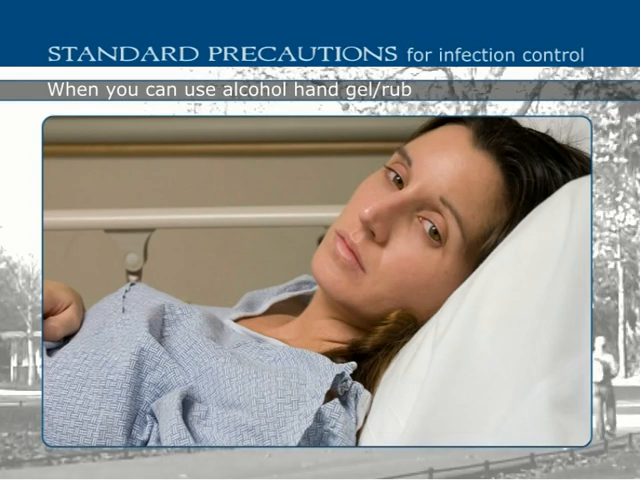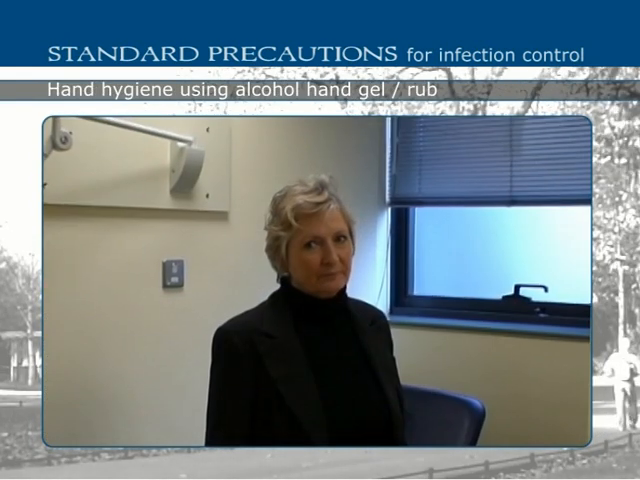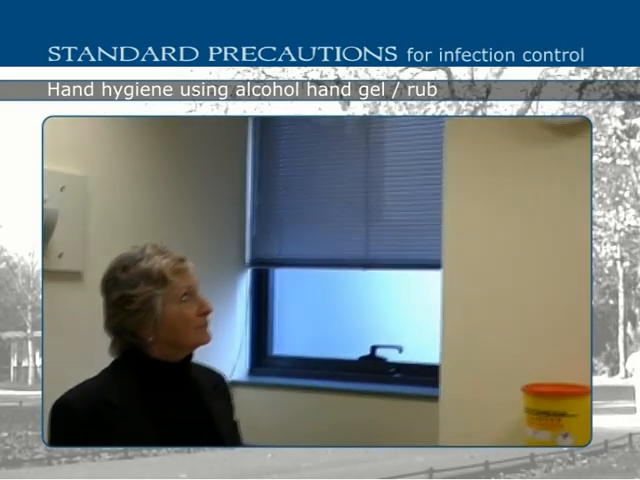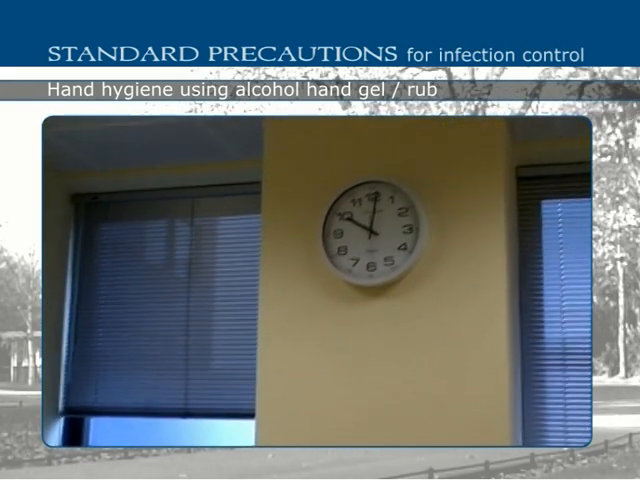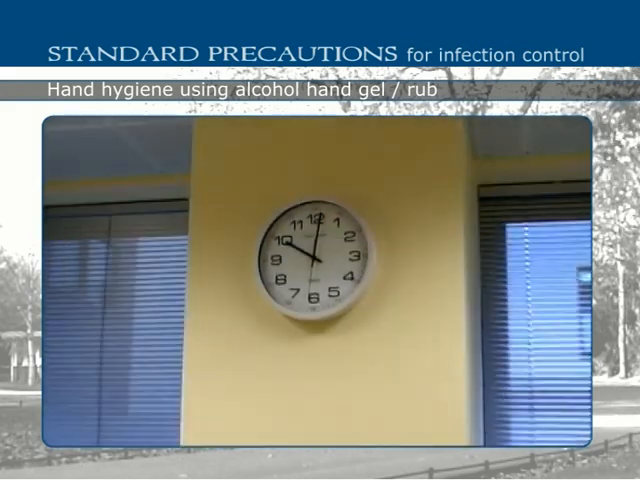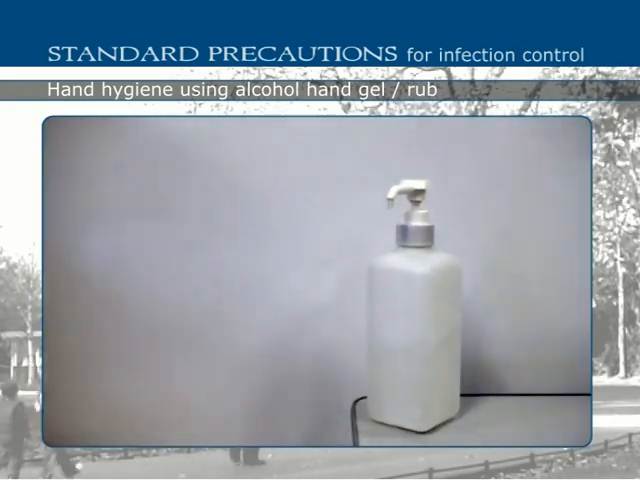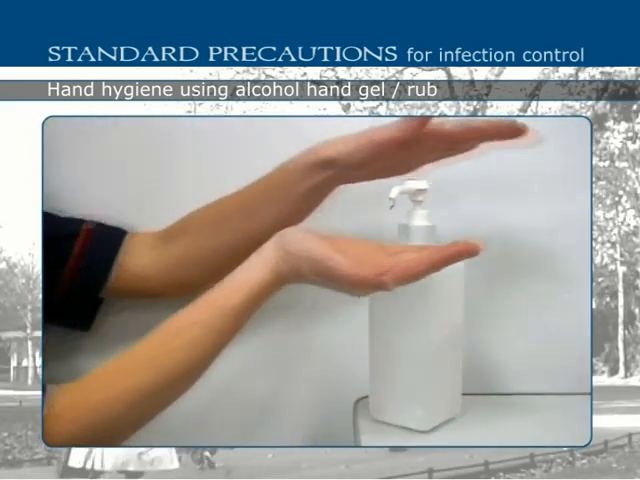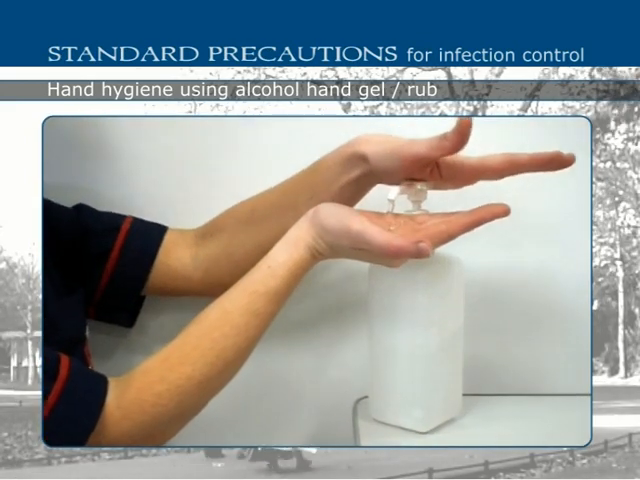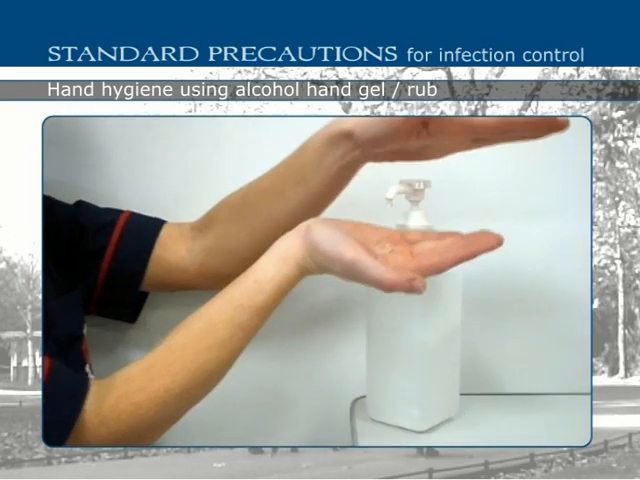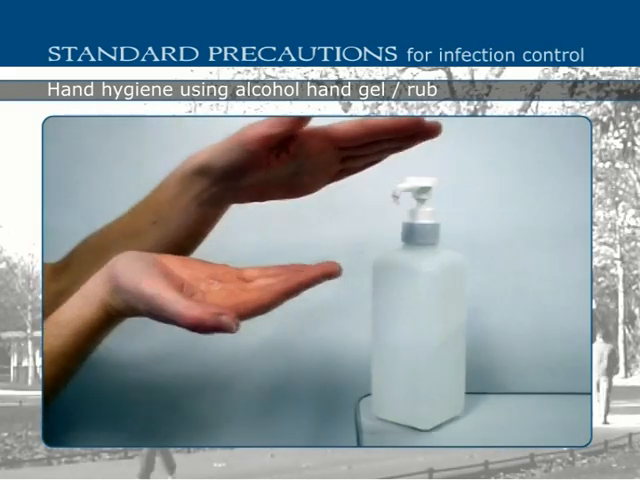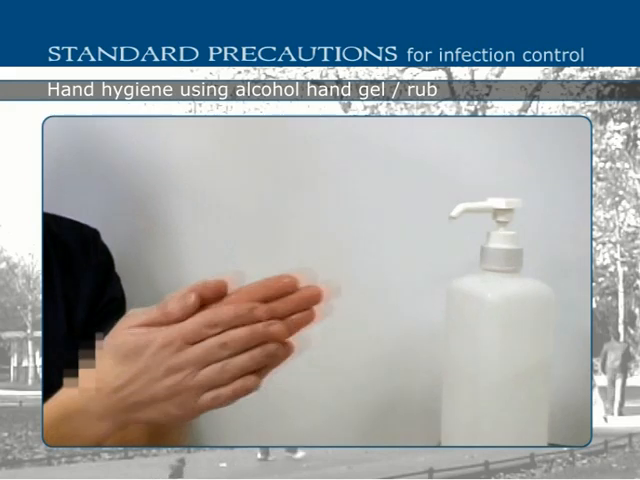Let's take a look at the technique in action. Cleaning your hands using alcohol hand gel or rub takes a minimum of 15 seconds. You should follow the steps outlined in this video. Cupping your hands, apply 5 millimeters of alcohol hand gel or rub by pressing the dispenser with the heel of your hand. Try and avoid using your fingertips on the dispenser. Rub palm to palm 5 times.